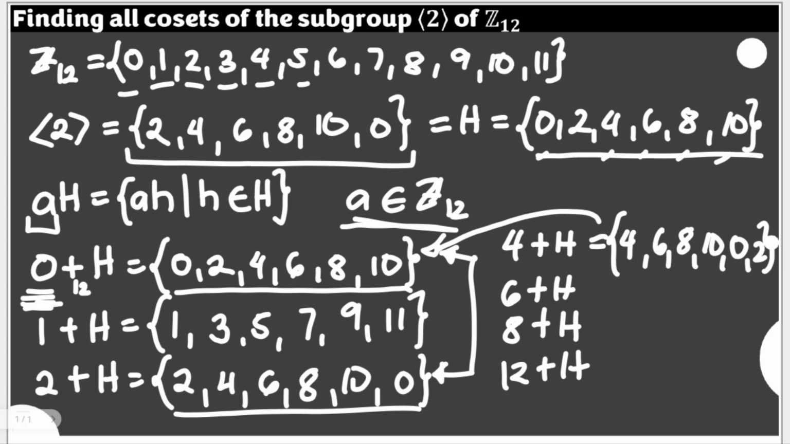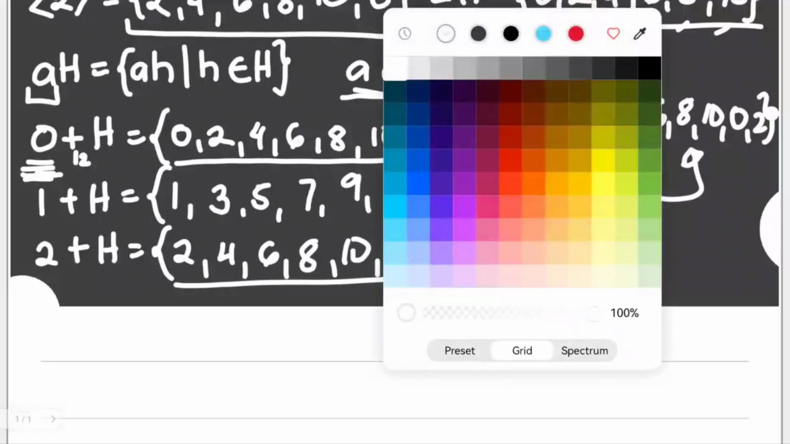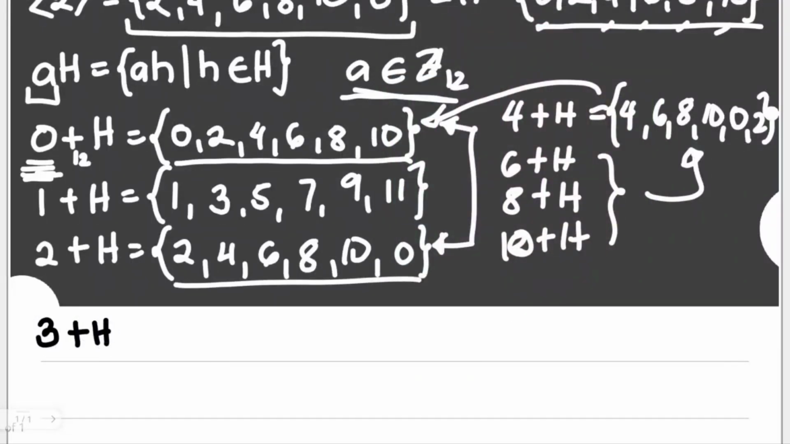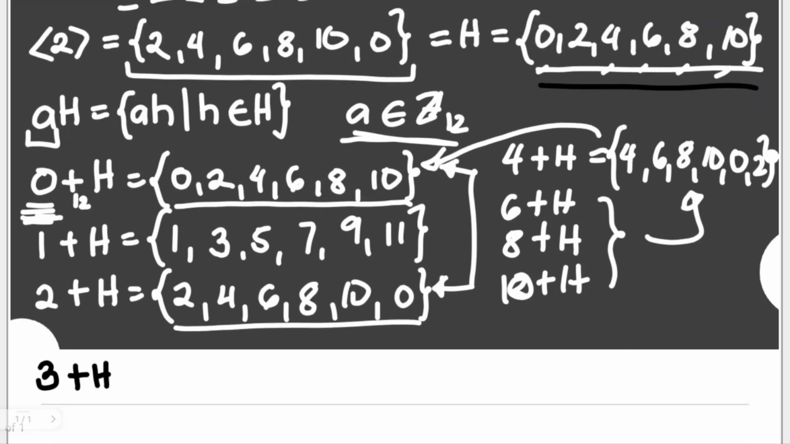You might want to verify this on your own, but since we're talking about sets, we have the same results. This means that for 0, 2, 4, 6, 8, and 10, they have the same left coset. Sorry, earlier I said 12, but it should be 10, my bad. Now let us continue with our next number. What if I have 3 plus H? Take note that our H is this one here.